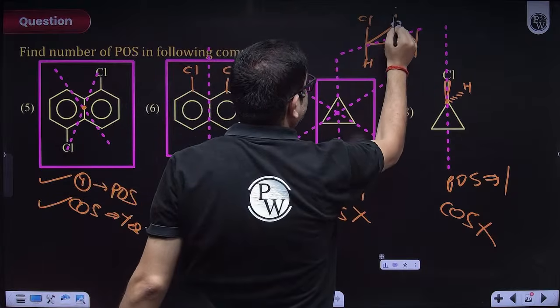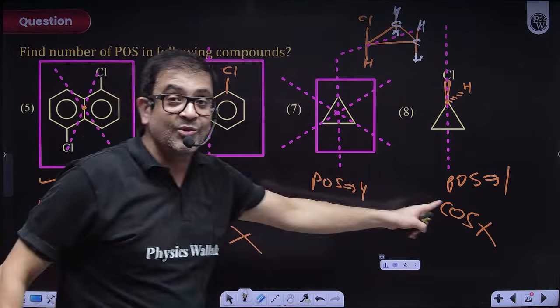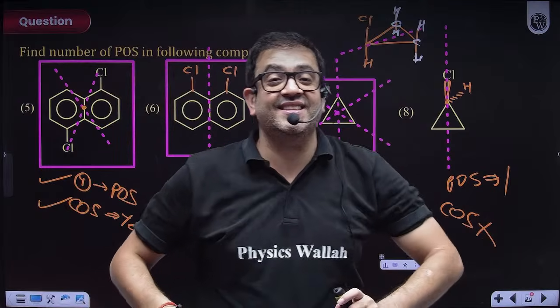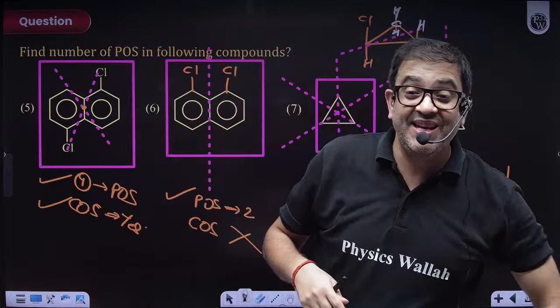Here also you have CH2 and here also you have CH2. I hope you're getting it better. So that's why it has only one plane of symmetry. Yes. So Neha great, Krupa great. Chalo. Awesome. Enjoying it, right?